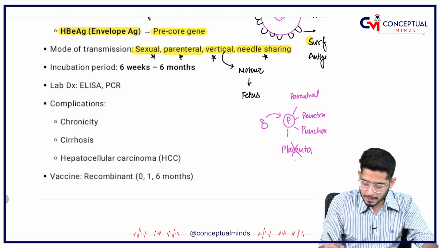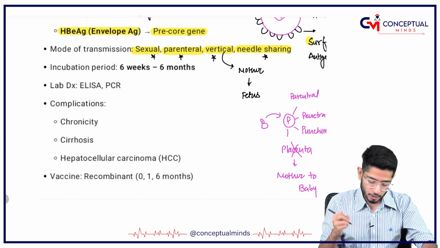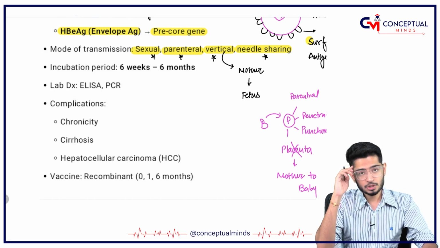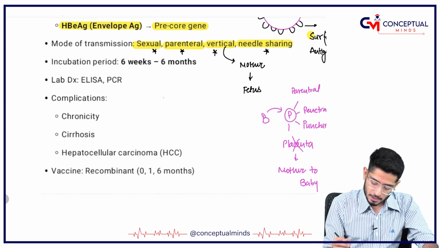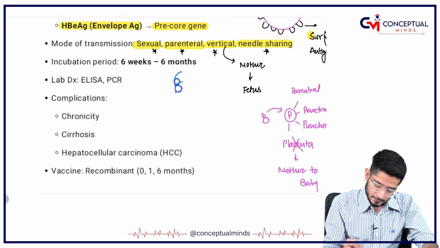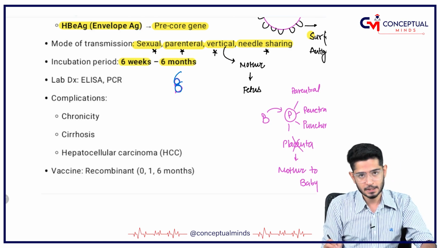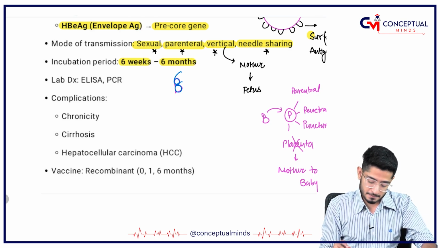So placenta not directly, but yeah, it can give you a clue that from mother to baby it is going to go. Okay. Now what is the incubation period for hepatitis B? So if I write the letter B, I can get these two circles. One circle will be like this, other circle will be like this. So that means 6 weeks to 6 months is the incubation period for hepatitis B.